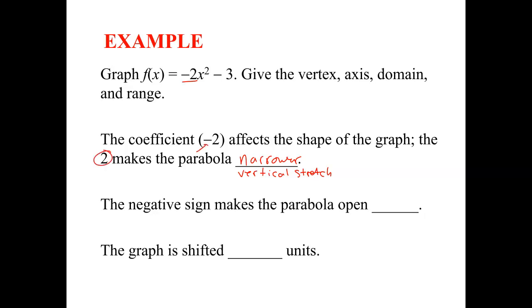The negative does something different. The negative makes the parabola flip upside down and open in the opposite direction. So our parent function, y equals x squared, is positive. So I have a positive a value. So it opens up. But if I put a negative in front, I have a negative a value, which makes it open down instead.